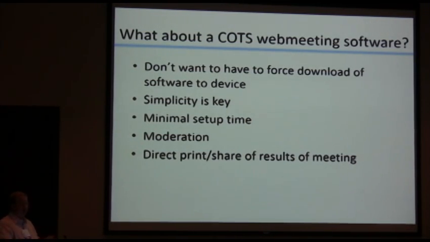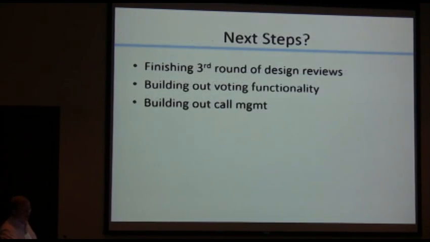So we also don't want people to be forced to download some new software every time there's a catastrophe. We want them just to be able to go to a website and there's the information. And simplicity is really key. Have as few functions as possible, have as few visualizations as possible, so you don't have to be a rocket scientist to be able to make a decision. It also makes the moderation much easier. You don't have to set up files and share desktops and do all this other stuff. And this direct printing and sharing of the meeting results was key.